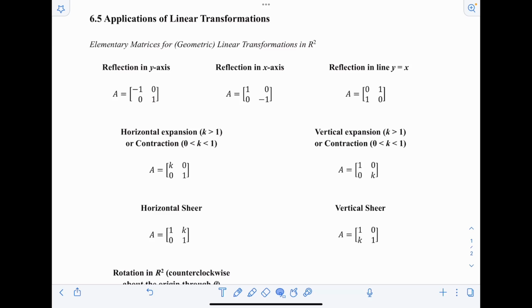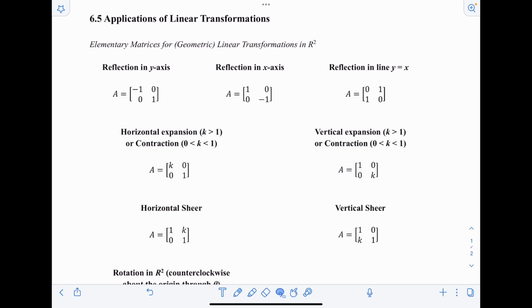This is lesson 6.5, applications of linear transformations. A little bit of a lighter lesson compared to the past several that we've had. In this lesson, we're going to simply look at some geometric transformations, applying matrices to do those. So looking at things like reflections, rotations, what's called a shear. Let's go ahead and jump in and just take a look at these.